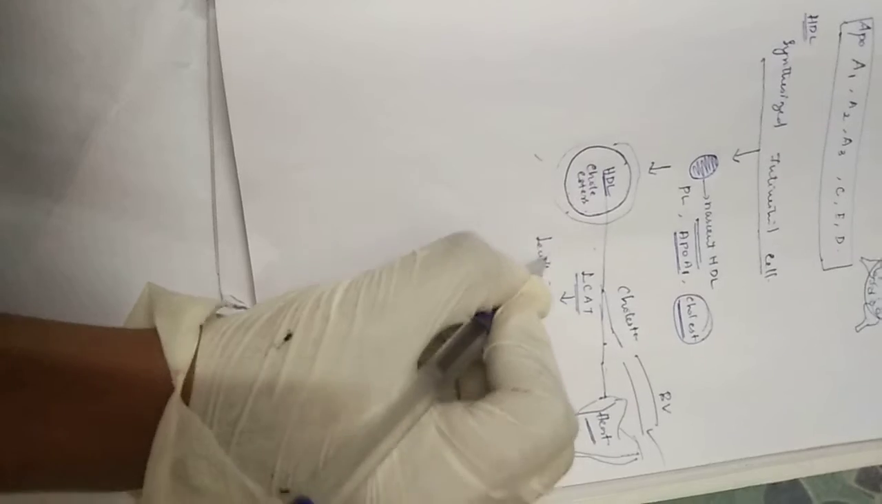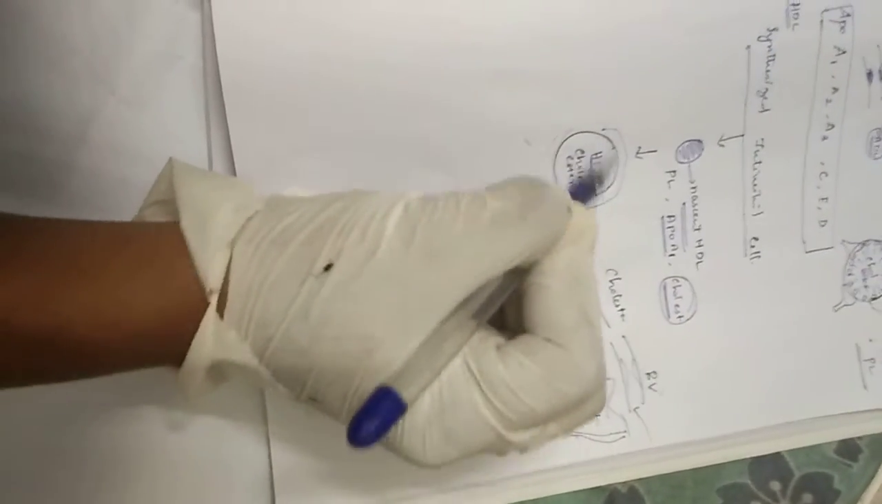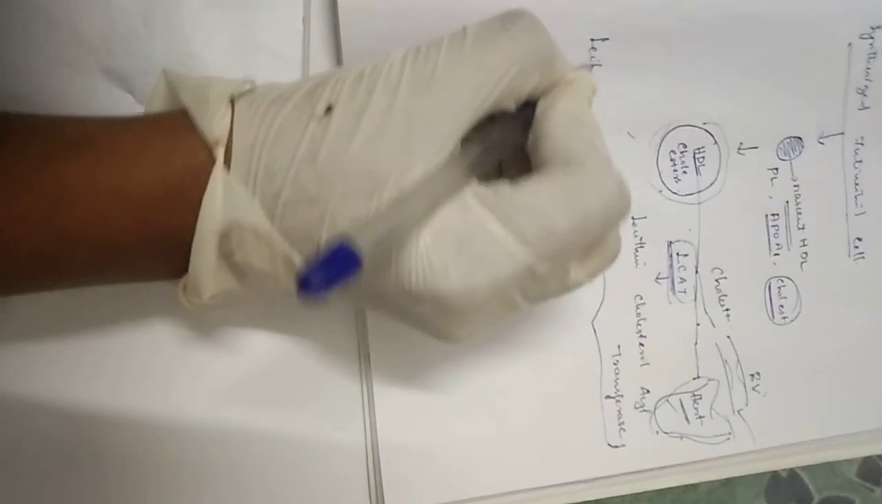So what is the LCAT enzyme? Lecithin cholesterol acyltransferase. This is the enzyme which transfers the cholesterol molecules deposited in the blood vessels or in the heart vessels. Everything is transported to the HDL via this LCAT enzyme. Especially we are talking about the lecithin.